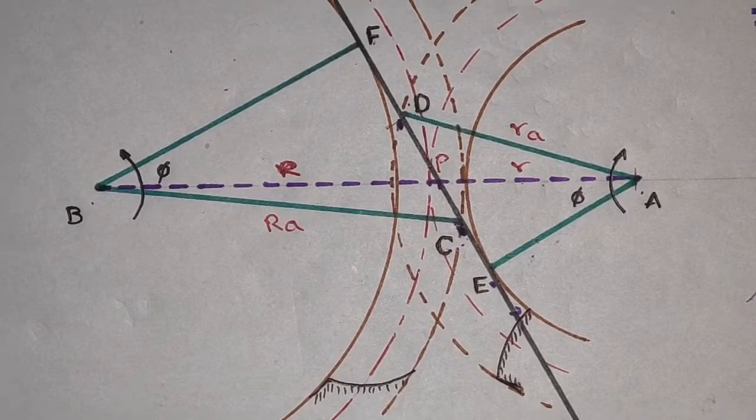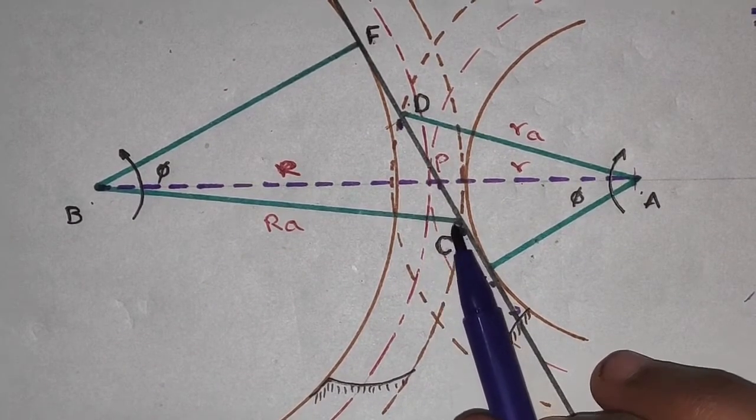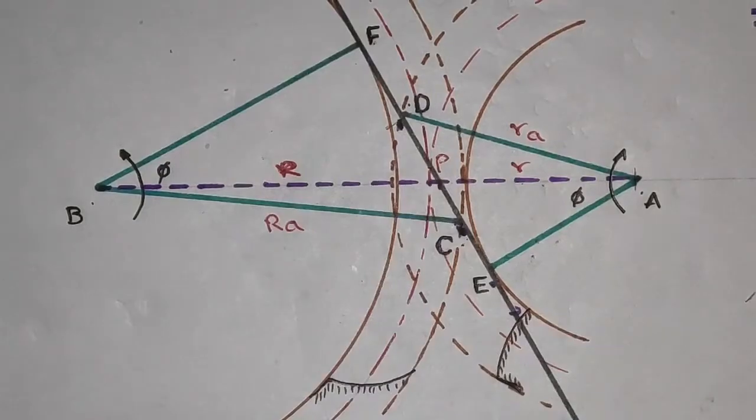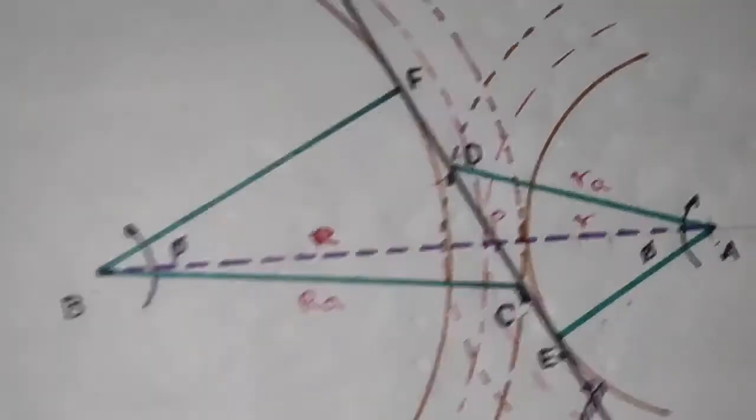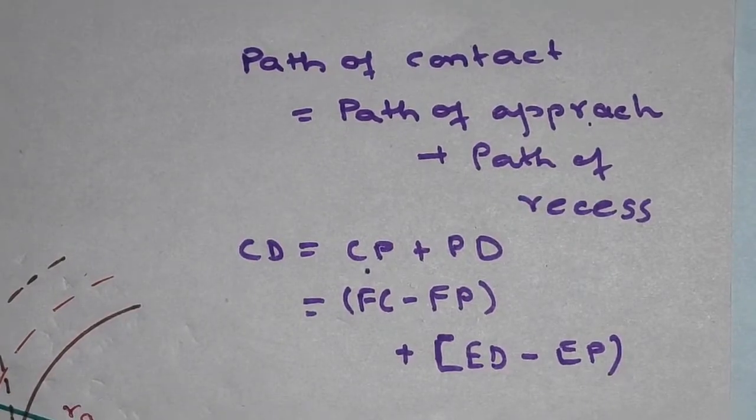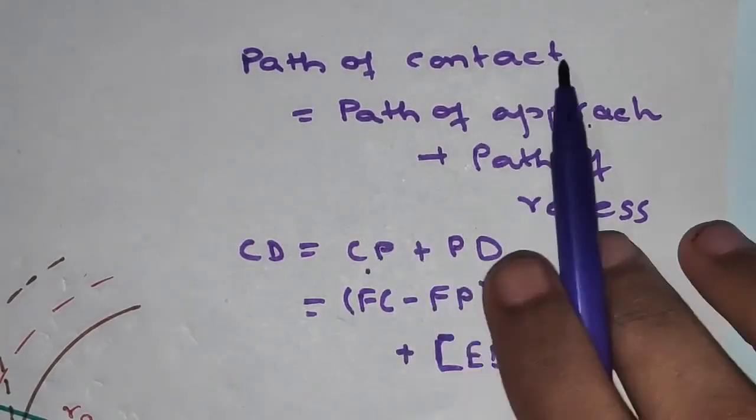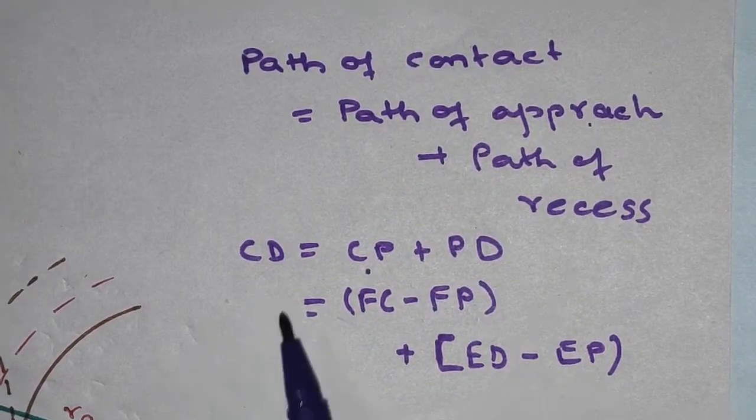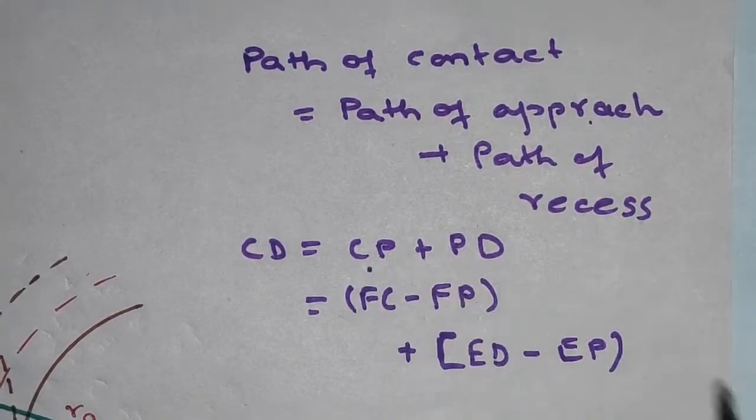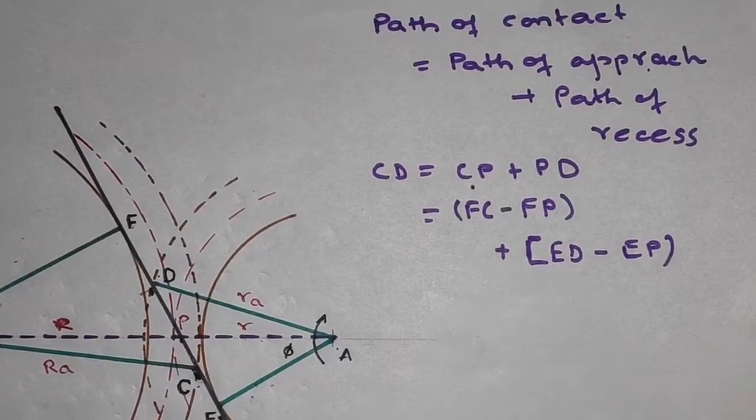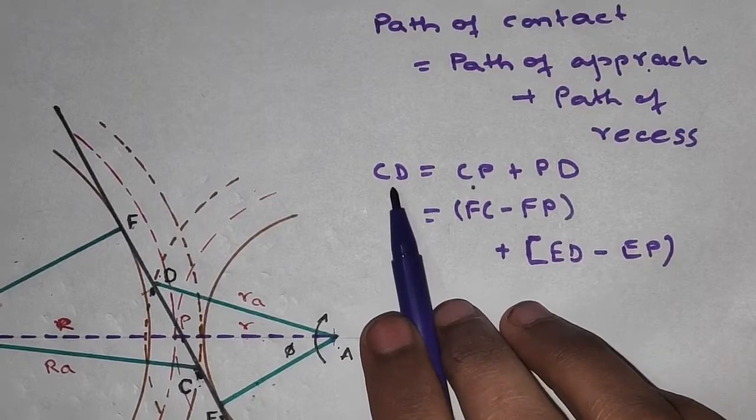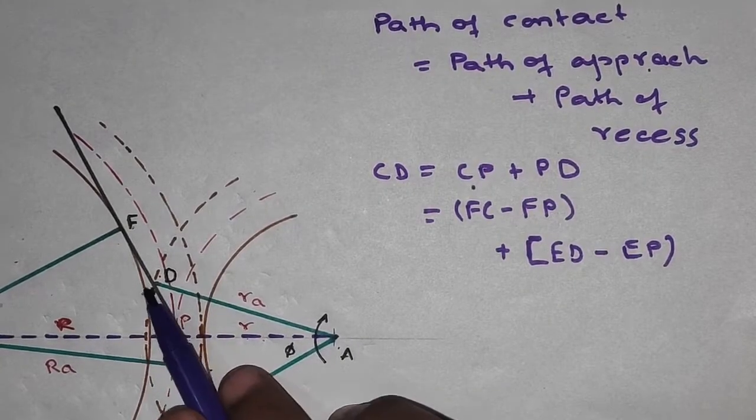So we have the equation for path of contact as the sum of path of approach, that is from C to P, and the path of recess from P to D. Therefore, we can write path of contact will be equal to path of approach plus path of recess. So here CD will be equal to CP plus PD. With respect to this figure, we can see the path of contact is path of approach plus path of recess, that is CD equals CP plus PD.